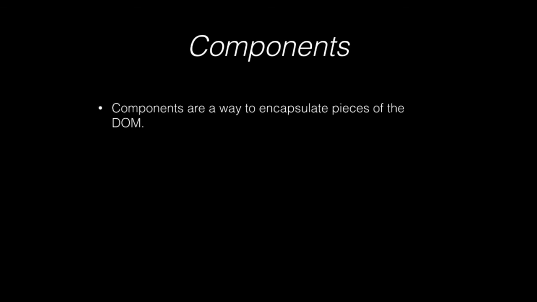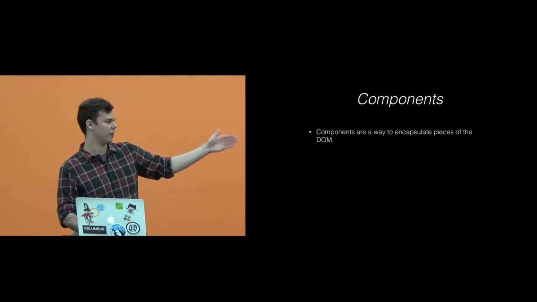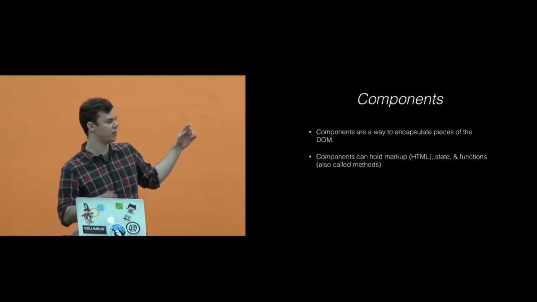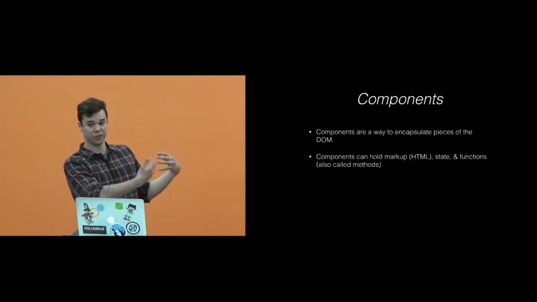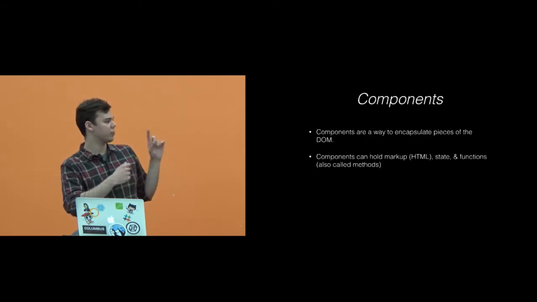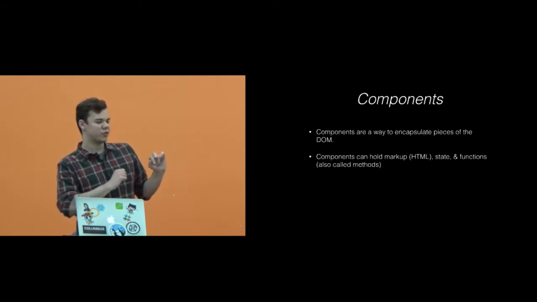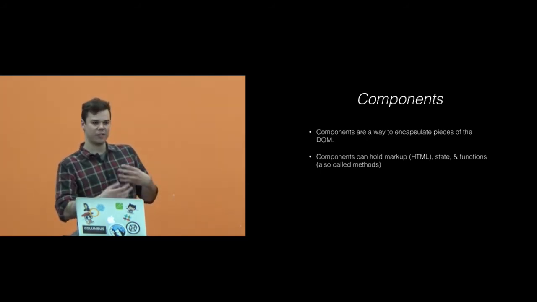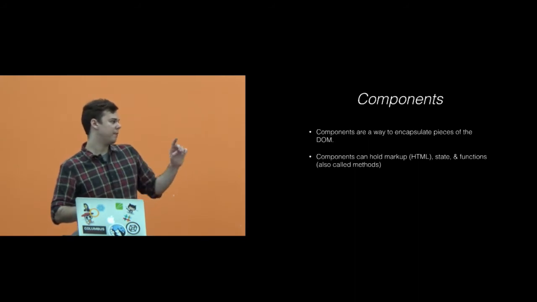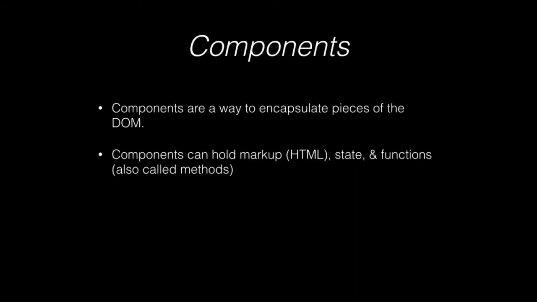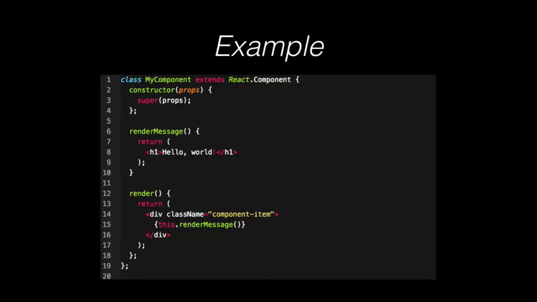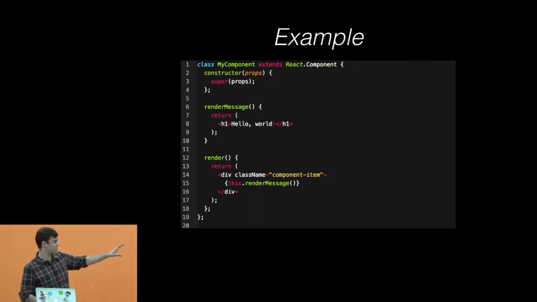One of the really big ones is components. Components are just a way to encapsulate pieces of the DOM. Components can hold markup, which is just HTML. They can also hold state, which is pieces of data that you are attaching to that component, and functions, which, as we said, can be referred to as methods when they're inside of a component or a class. So here's an example, and this is actual React.